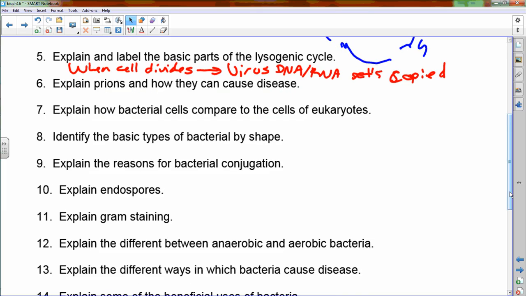Okay, number 6, prions. Misfolded proteins. So, what's so dangerous about a misfolded protein? They can affect other proteins and make them misfold.